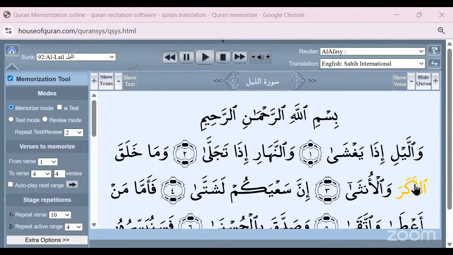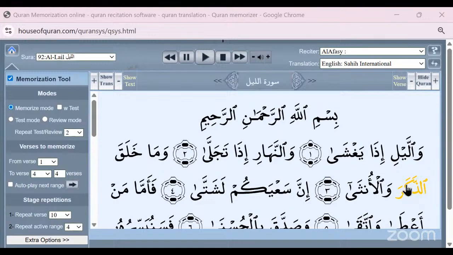It has shadda. So we connect the qaf fatha, qa of khalaqa, to the dhal. We skip Hamzatul Wasli. We skip the Laamut-Ta'areef. We say وَمَا خَلَقَ الذَّكَرَ. Okay.